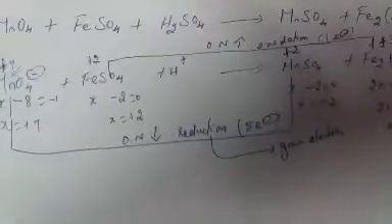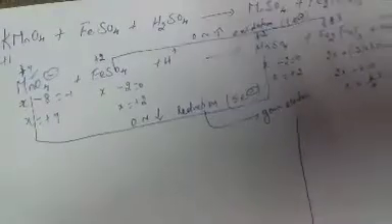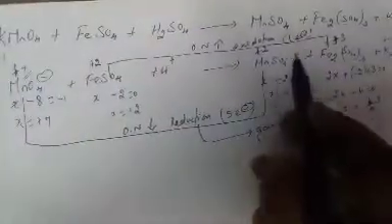Then you split this equation into 2 half reactions. One half reaction is Fe2 plus is converted to Fe3 plus.